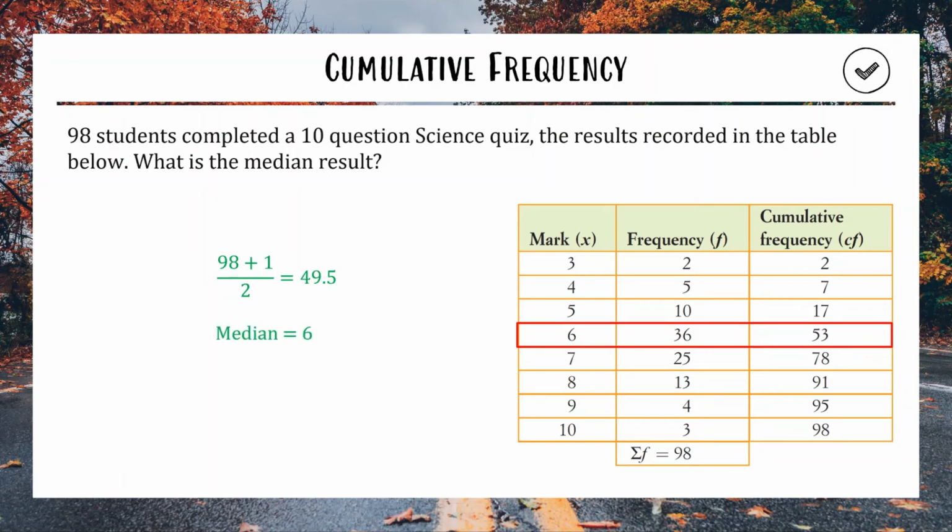Okay, so if a question or an example is asking you to use a cumulative frequency column, they're wanting you to use that to help you find the median more accurately, because it would be a bit harder working off just these numbers.